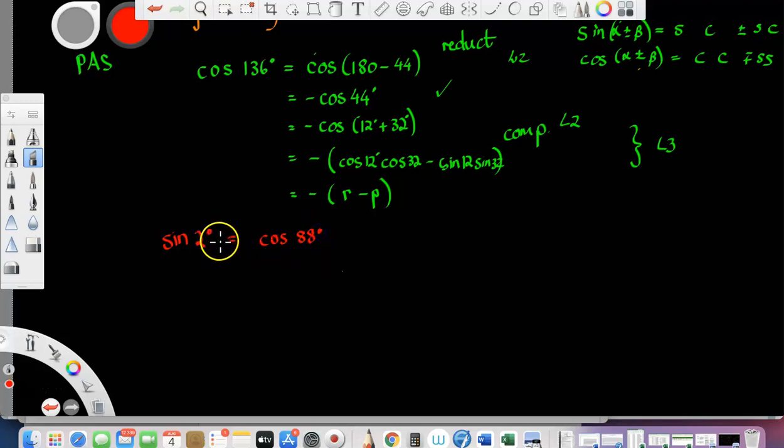That means that, and why is that true? Well, it's co-ratios. Co-ratios says that sine of theta is equal to cos of 90 degrees minus theta. So that's co-ratios. And here you would have seen that this is actually cos of 2 times 44. And cos of 2 times an angle, that's double angle formulas. And since I already have cos of 44, I already know that cos of 44 is R minus P.